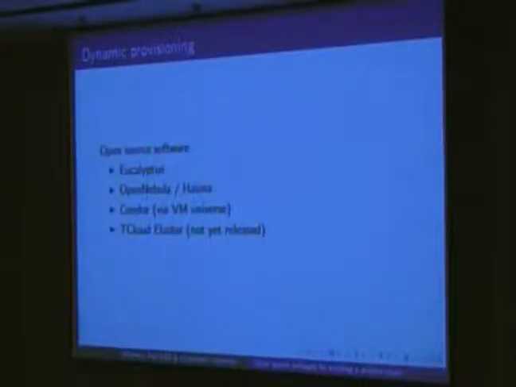Available open source software include Eucalyptus, OpenNebula, Hazia, and Condor. And so those are the three that are released.